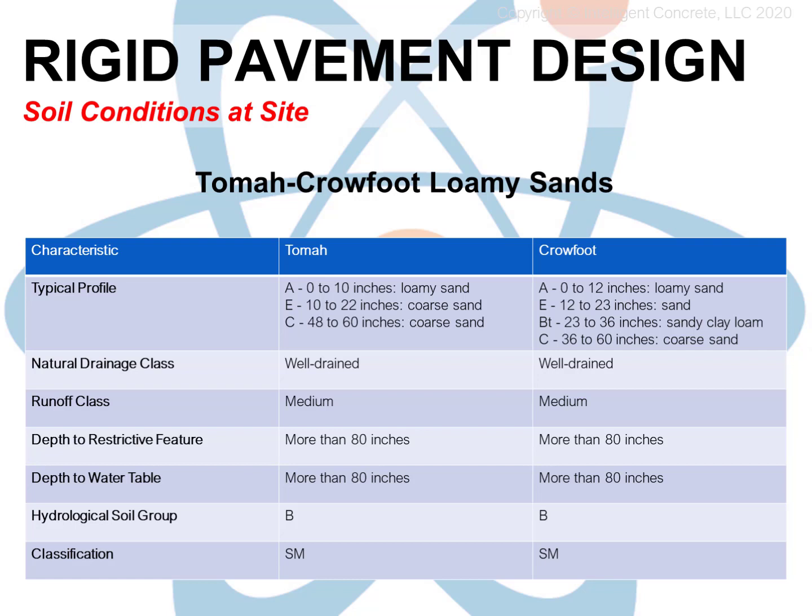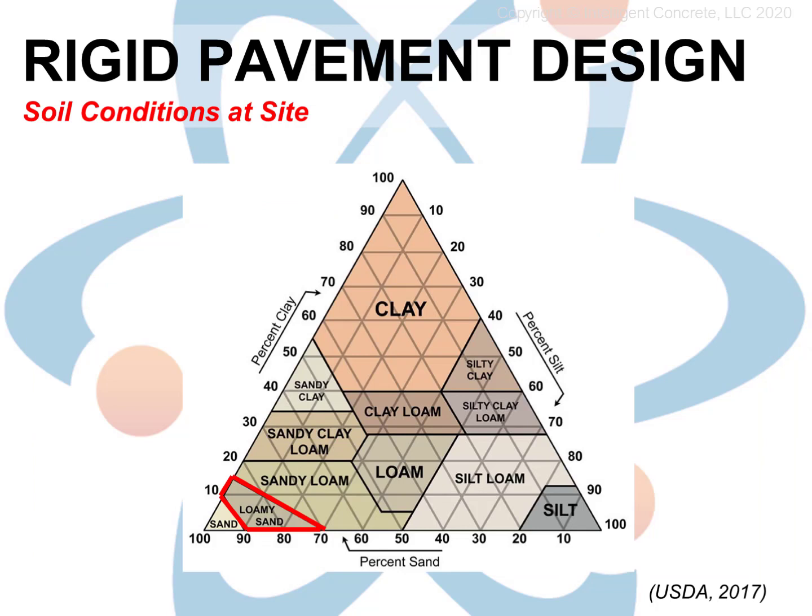The abbreviation SM at the bottom means that it's more than 50% sand, and that it's categorized as a loamy sand. What does that mean to be a loamy sand? Remember just a second ago when we said this Toma Crowfoot soil was called a loamy sand? This page shows the USDA, United States Department of Agriculture, soil texture triangle.